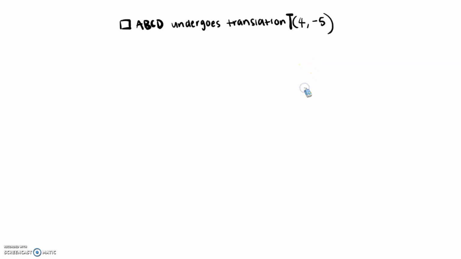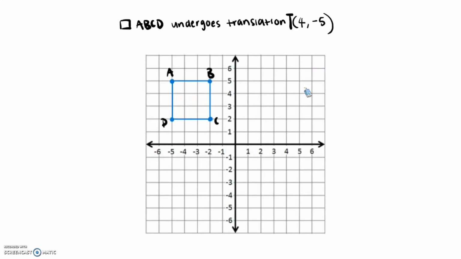For example, I will be translating square A, B, C, and D. We can use the notation capital T for translation. In this example, the corresponding point in the image's x-coordinate will increase by 4, and the corresponding point in the image's y-coordinate will decrease by 5. So I will work with each vertex or point at a time.